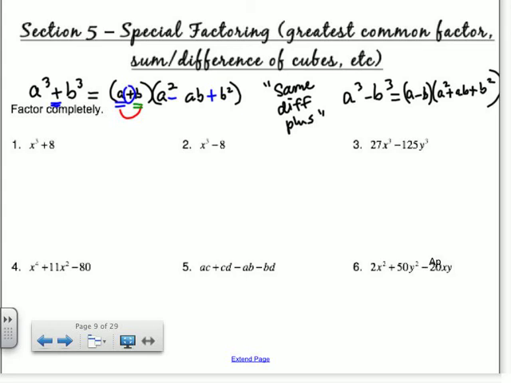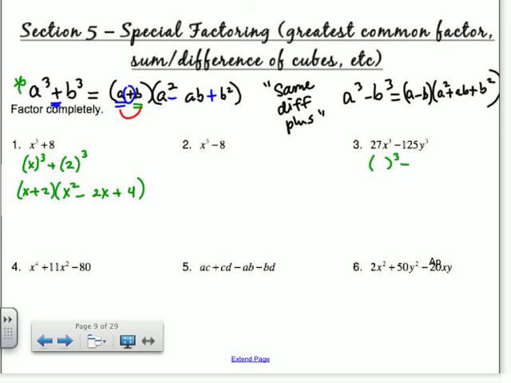Okay, so when I see number 1, what's being cubed? I have x is being cubed, and I have 2 is being cubed. So you can memorize the a cubed plus b cubed formula right here, and just plug in a is x, b is 2. Or you could just remember the pattern. So just drop the cubes, x plus 2. Square the first, x squared, multiply the 2 together, 2x, square the last, 4. Same, different, plus. Okay, that's it. That's as far as it factors.